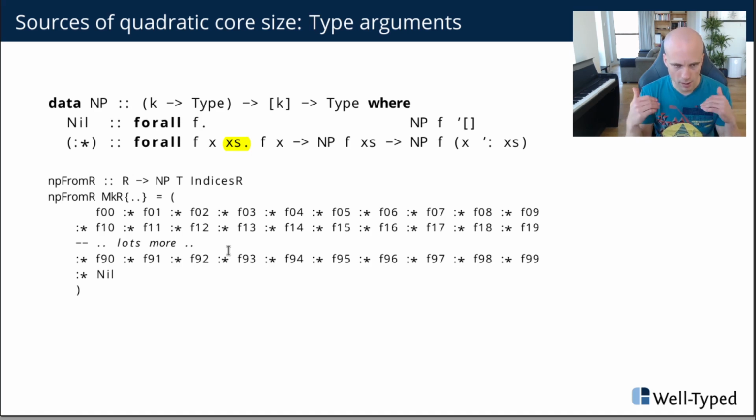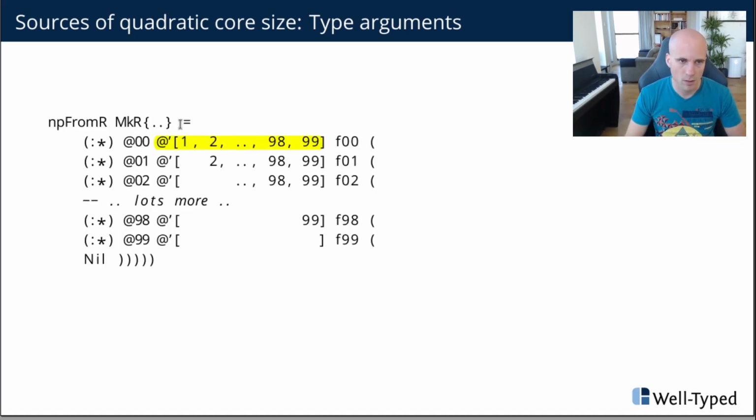But although we have 100 applications of this cons operator, those cons operators have a type argument. That type argument tells us the type level list of the fields yet to come. And so in core, this looks like this, right? Where we have 100 applications. Each application tells us the tail of the list. The tail of the list is linear in the size of the record, just like before. So this is quadratic in the size of the record again.